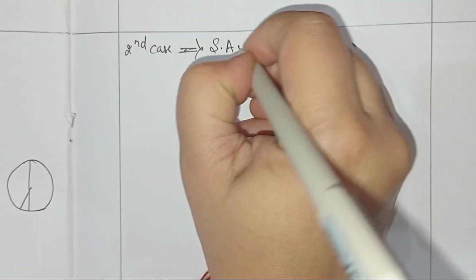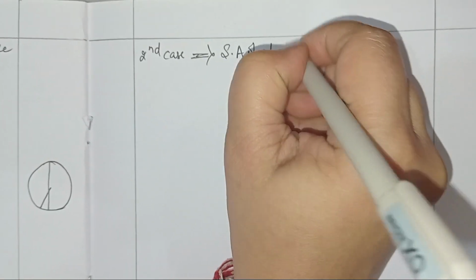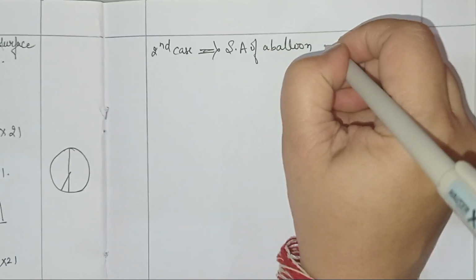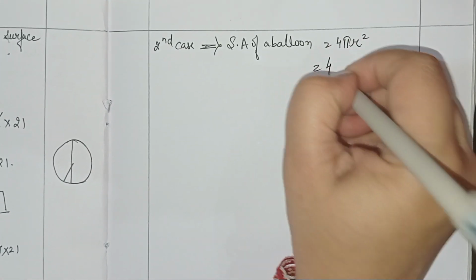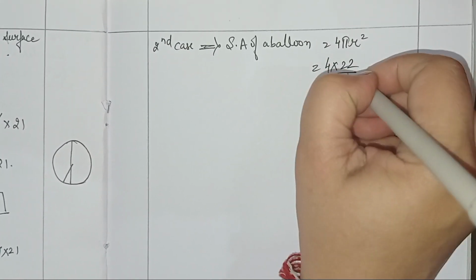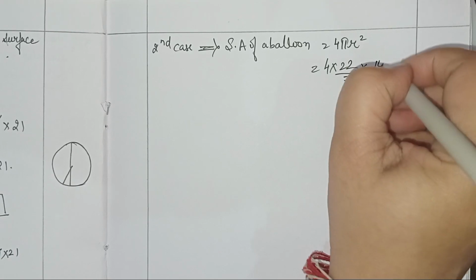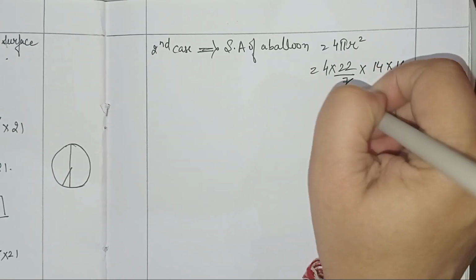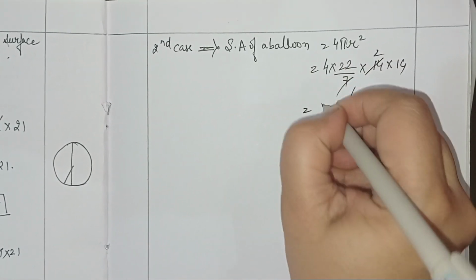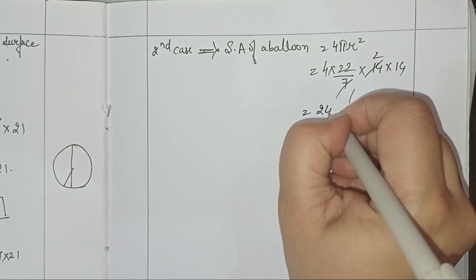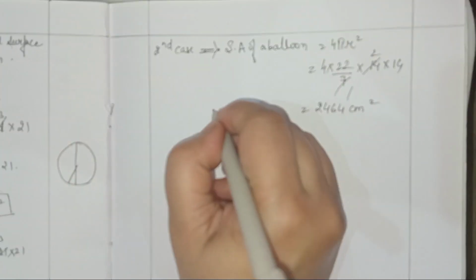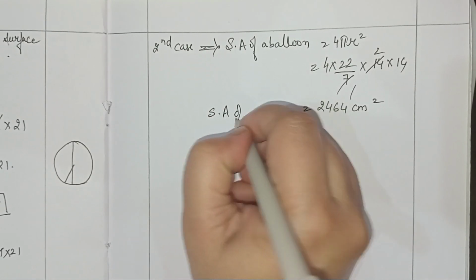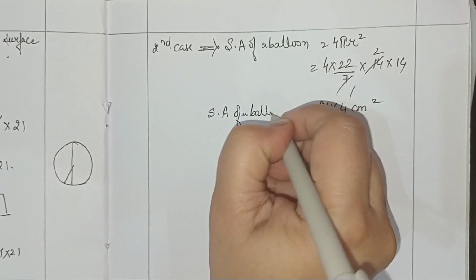Surface area of a balloon will be 4 pi r square, which is equal to 4 into 22 over 7 into 14 into 14, with 7 ones 7, 7 twos 14. On calculating, we get 2464 centimeters square. This is the surface area of the balloon.